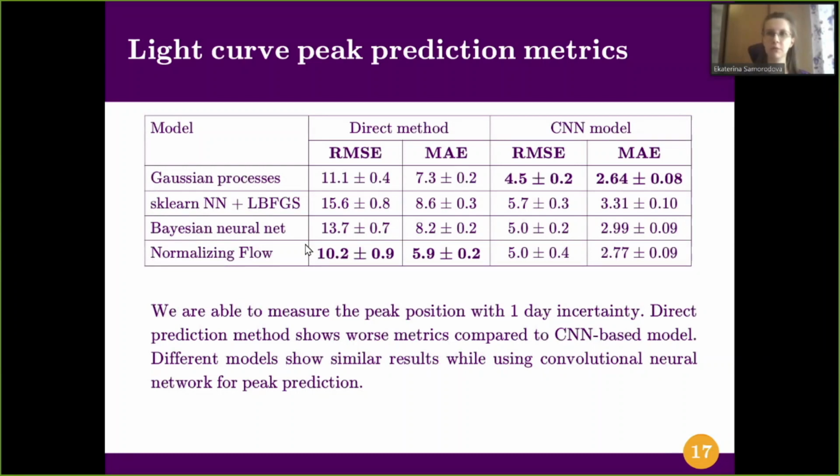The resulting quality metrics of peak prediction methods for all approximation models are shown on this slide. Quite expectedly, the CNN-based model is superior in quality compared to the direct method. Besides, the normalizing flow model shows the best quality for the direct method and is similar to Gaussian processes regression quality in the case of using the CNN-based model.